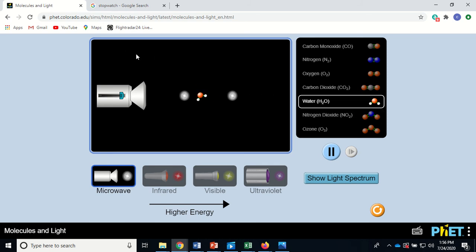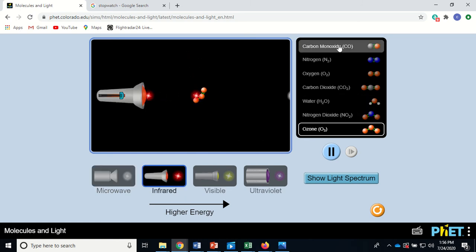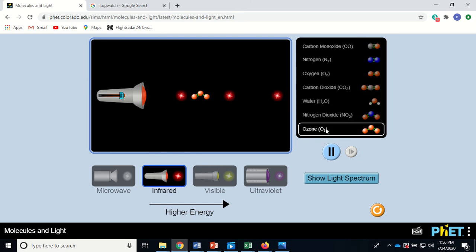This one starts to spin. You can see as soon as you just watch. If you see a photon going off to the side, then you know it's reacting. And just go right down the list. Then you can switch over to infrared. And start with carbon monoxide, nitrogen. See, that one vibrated. Okay. Then nitrogen, oxygen, just do the same thing for all of them.